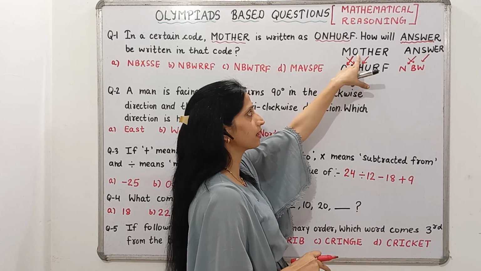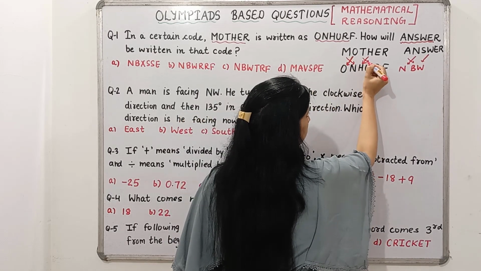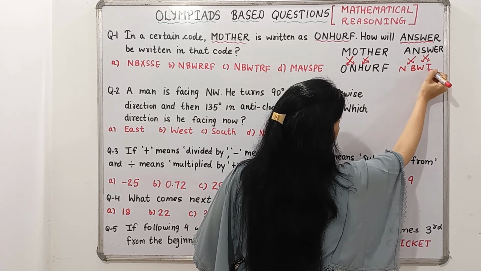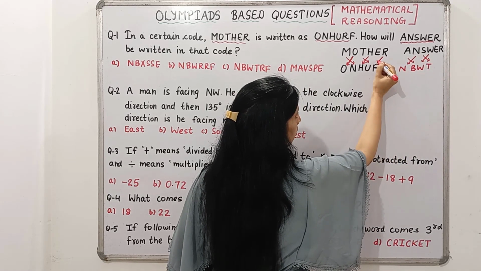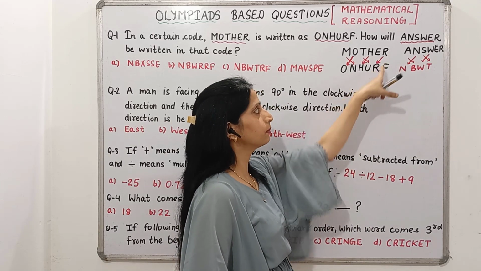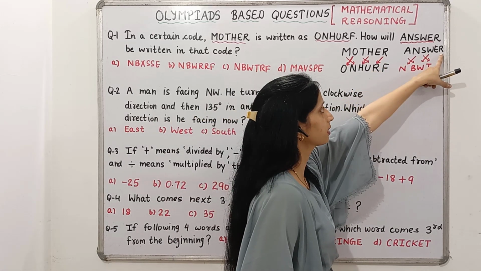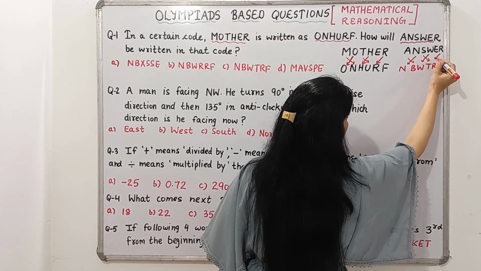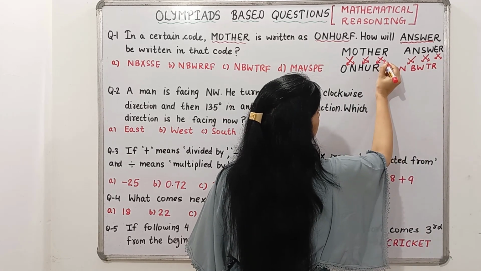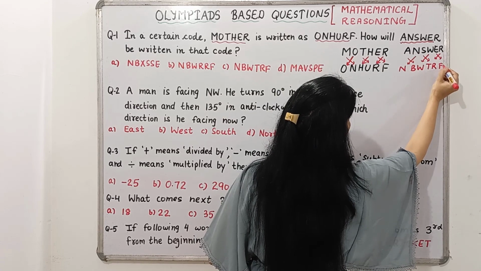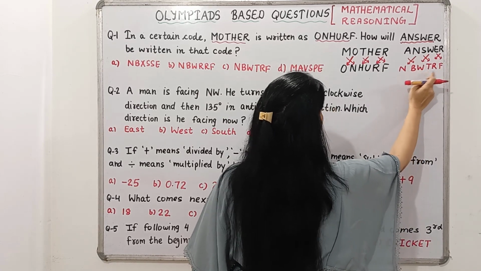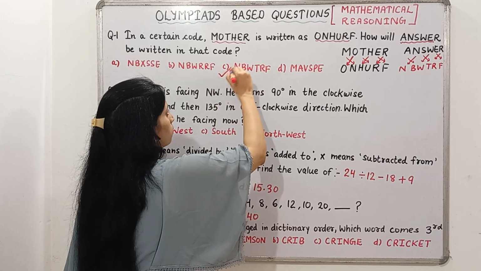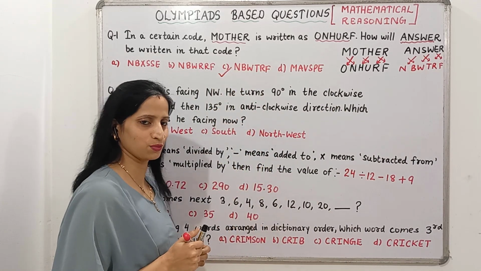RSTU, use the next letter after T. So similarly next letter after S will be T. Now this sixth letter will become the fifth letter, R, and after E what comes? F. So we will write F. So our answer will be NBWTRF. We will tick on C option. This will be our correct option.